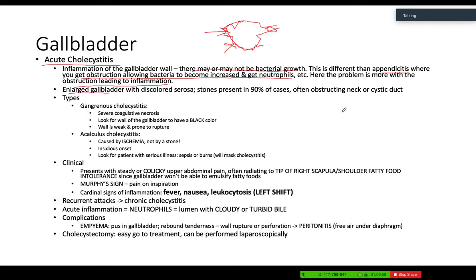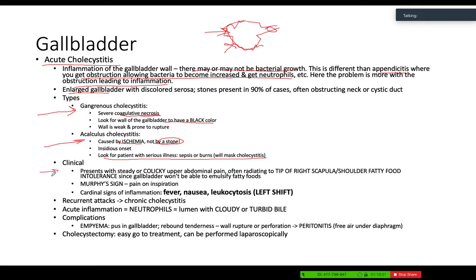We'll have an enlarged gallbladder. You can have a gangrenous cholecystitis where you actually have necrosis or death of the wall. And when you go in to take this gallbladder out, it's going to be black. And you can actually have an acalculous cholecystitis where you have an ischemic gallbladder. You don't have any stone at all. But because you have some problem with coronary artery disease, peripheral vascular disease, atherosclerosis, this ends up causing ischemia to the gallbladder. Okay, so look for a patient with serious illness, sepsis, burns, okay, all that good stuff.